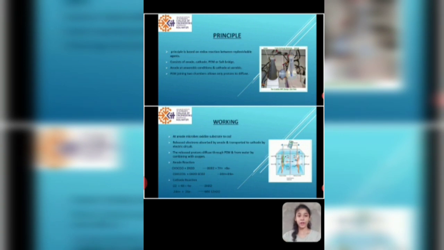It consists of a redox reaction and it consists of two chambers. One is the anode chamber and the other is the cathode chamber, and in between them there is a cation selective membrane, which transfers the H+ ions through them. There is an anaerobic condition at the anode and an aerobic condition at the cathode, and a PEM or a salt bridge joins the two chambers for protons to diffuse.